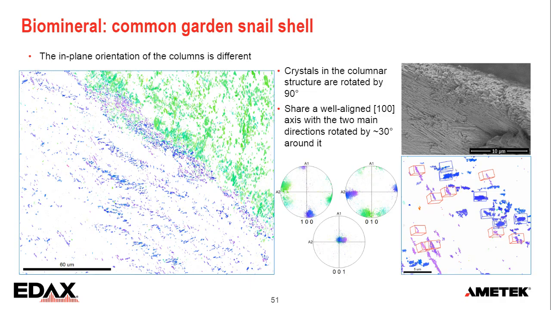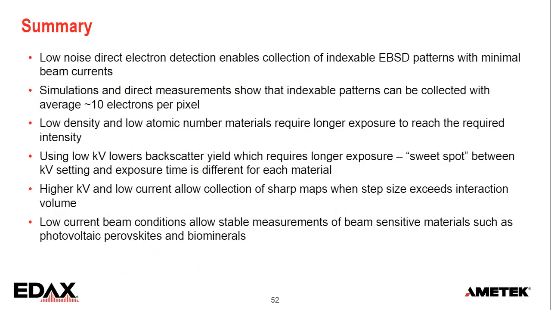So it was a very nice result on this type of material, just to see what you can get and what you can learn about beam-sensitive materials. And just to summarize that, with the direct electron system, we can get very low noise patterns. We can work with minimal beam currents, minimal numbers of electrons. And from the simulations and the measurements, we can see that on average, we can already get good indexable patterns with only 10 electrons per pixel.